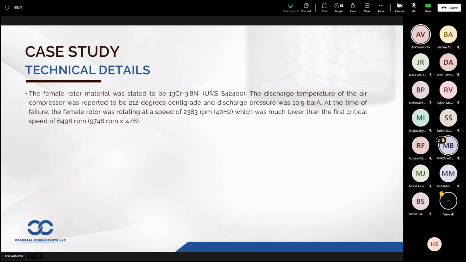The material was 13 chrome, 3.8 nickel, and the discharge air compressor temperature was 212 degrees. Discharge pressure was 10.5 bar atmospheric. The rotating speed was 2383 RPM, and it was noted that it was rotating at much lower than the first critical speed of 6498 RPM.